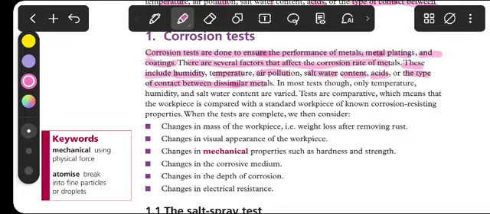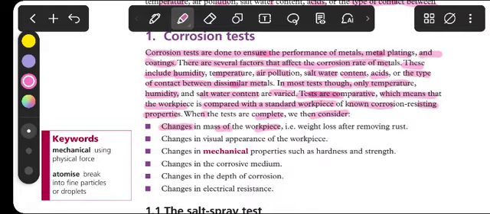So in most test rooms, only temperature, humidity, and salt contact are varied. The tests are comparative, which means that the workpiece is compared with a standard workpiece of known corrosion resisting property. When the tests are complete, we then consider changes in mass of the workpiece.